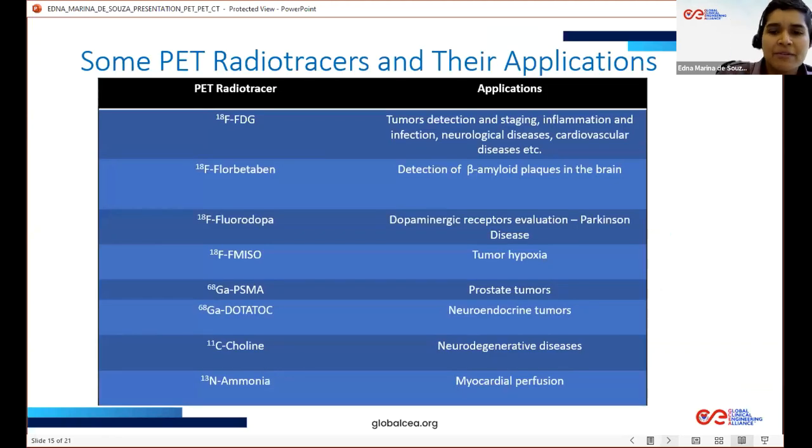And here we have some examples of radiopharmaceuticals and their applications. FDG has a lot of applications in tumor detection and staging, inflammation and infection, cardiovascular diseases. We also have some applications of gallium 68 and other radiopharmaceuticals.